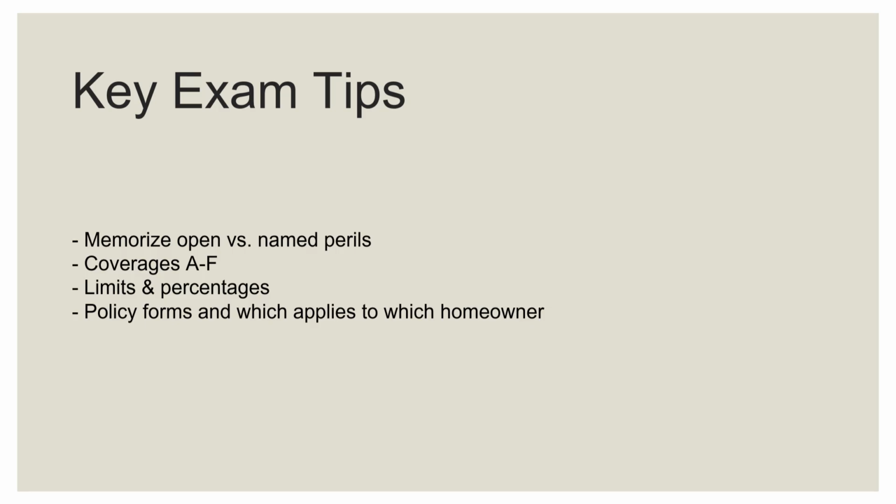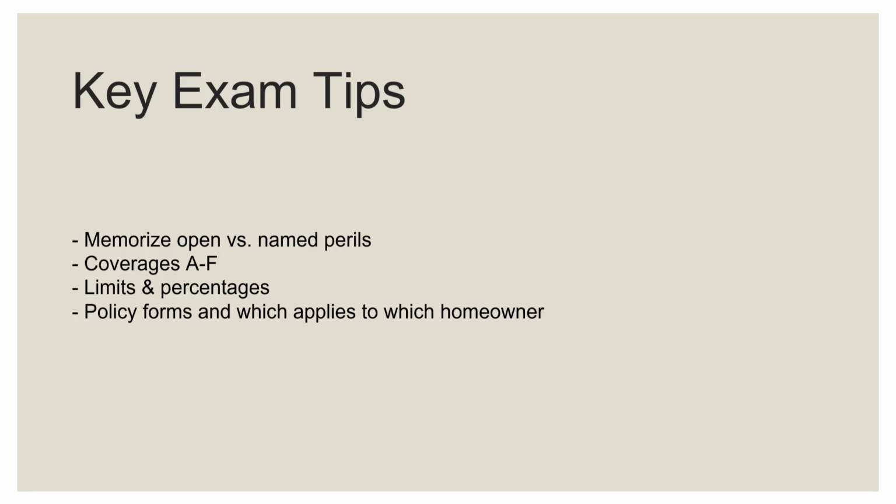Memorize coverage letters and typical limits. Know that coverage B is usually 10% of coverage A, coverage C is 50-70%, and coverage D is around 20% of the dwelling limit. Understand named versus open perils. Be ready to identify whether a loss is covered based on the policy form. HO3 covers the dwelling for all perils except those excluded, while HO2 only covers named perils.